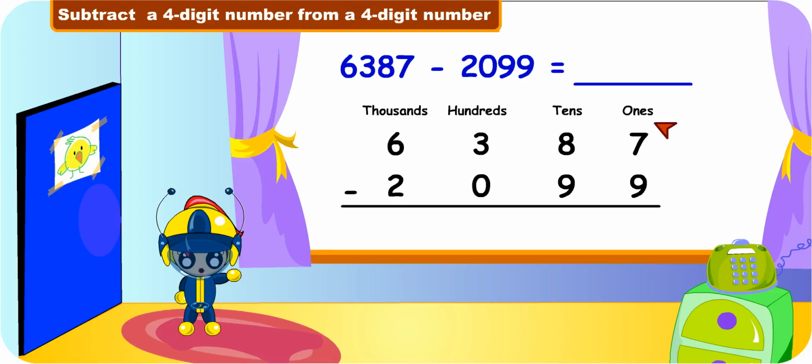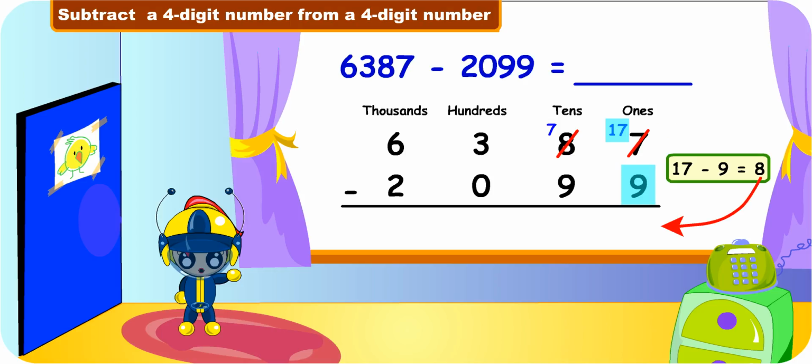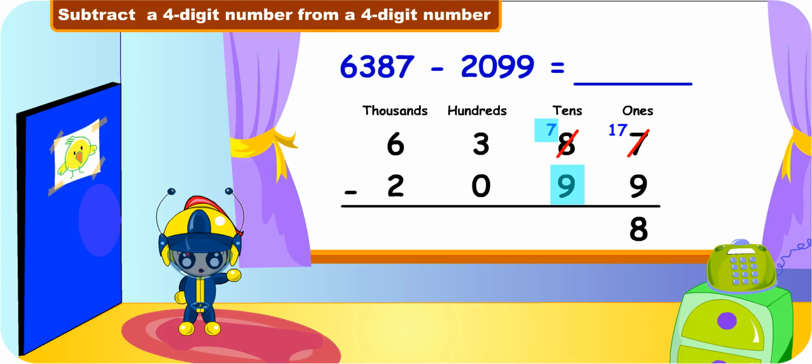Now I can start to subtract the ones. Since there are not enough ones to subtract from, I shall rename 8 tens and 7 ones as 7 tens and 17 ones. 17 ones minus 9 ones is 8 ones. Now, subtract the tens. As there are not enough tens to subtract from, I need to rename 3 hundreds and 7 tens as 2 hundreds and 17 tens. 17 tens minus 9 tens is 8 tens. So I write 8 in the tens column.